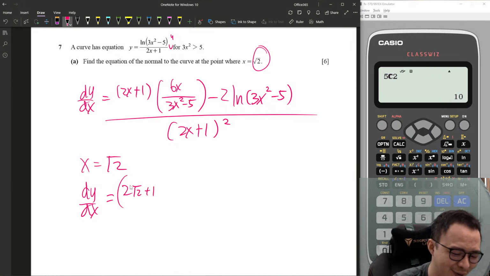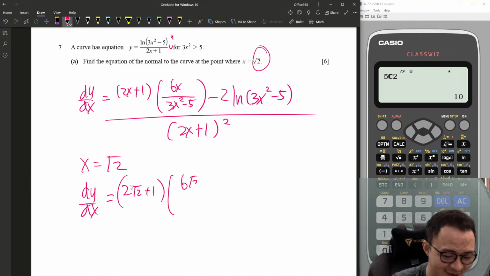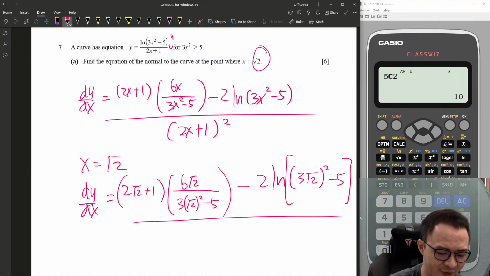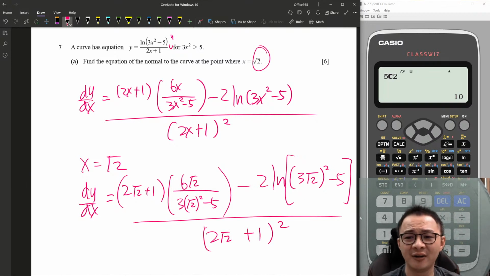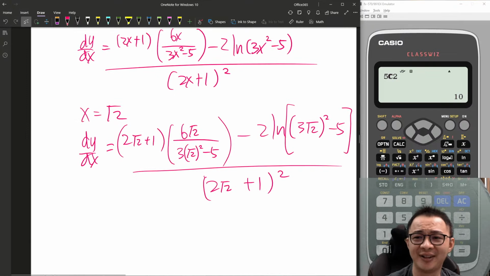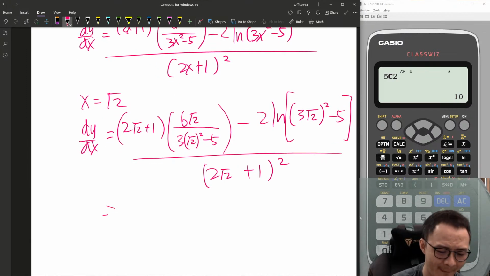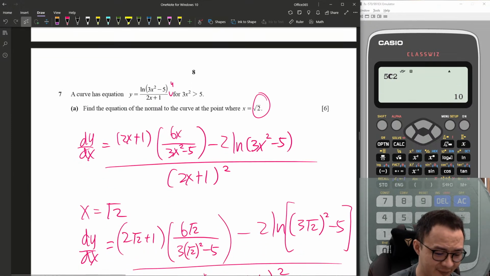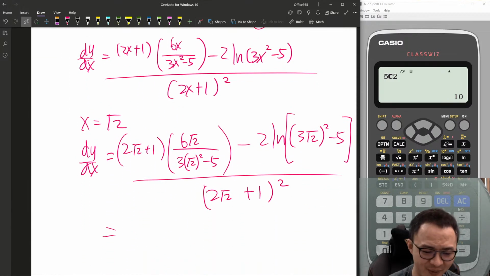Okay, let's substitute it. So 6 square root 2 over 3 square root 2 squared minus 5, minus 2 ln of 3 square root 2 squared minus 5, over 2 square root 2 plus 1 squared. Alright, so you need to really simplify this one. Does the question want exact form? It doesn't say whether they want exact form or not.